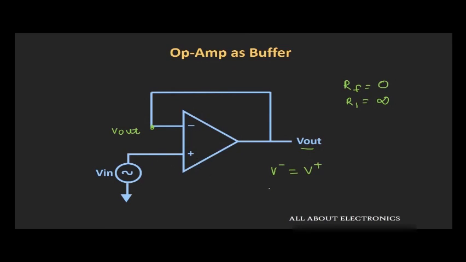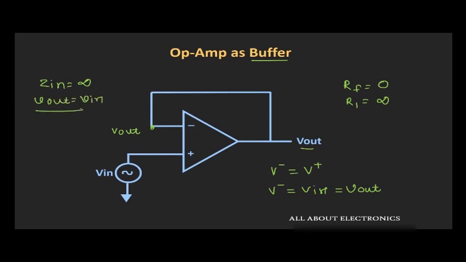So we can say that V minus will be equal to Vin, or we can say that Vin will be equal to Vout. So it means that whatever voltage is applied to this non-inverting op-amp terminal, the same voltage will appear at the output of this op-amp. So we can say that the output voltage follows the input voltage, and that is why this circuit is known as the voltage follower circuit. So the characteristic of this circuit is that the input impedance of this circuit is very high, or ideally it is infinite, and the output voltage will be equal to input voltage.